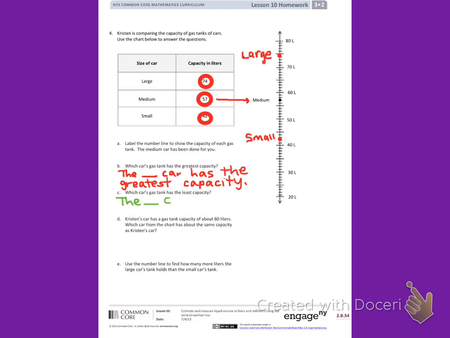The blank car has the least capacity. On the blank, you write down either large, medium, or small, whichever one has the smallest or least capacity.